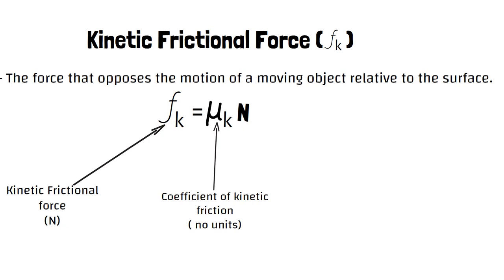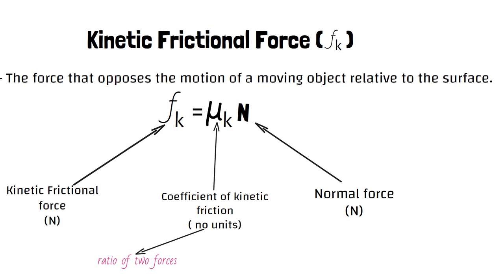The coefficient of kinetic friction has no unit. The reason is that the coefficient of kinetic friction is the ratio of two forces, that is force over force. You see, when you make mu_k the subject, it will be F_k over N. F_k is in newtons, N is the normal force, also in newtons. So we must not forget that the normal force is also measured in newtons.